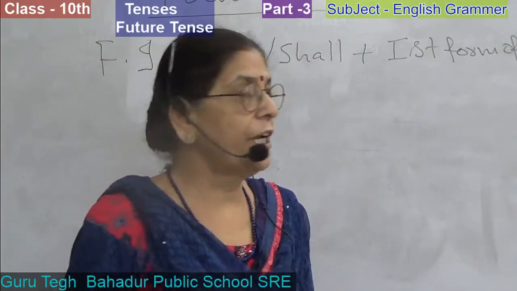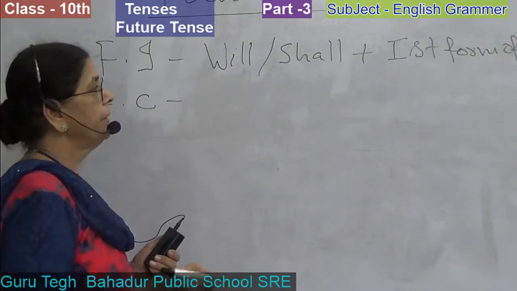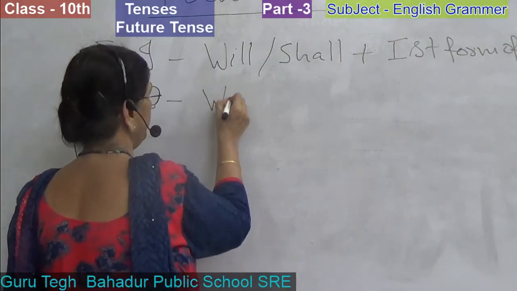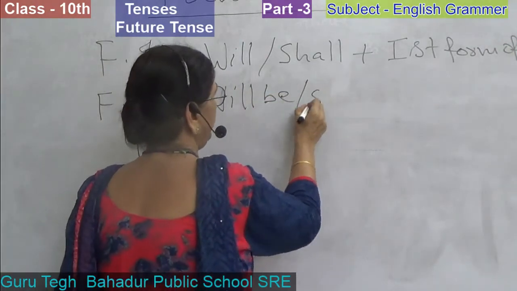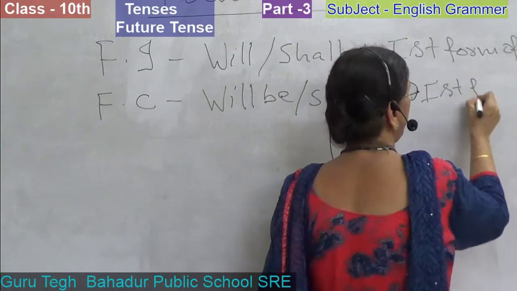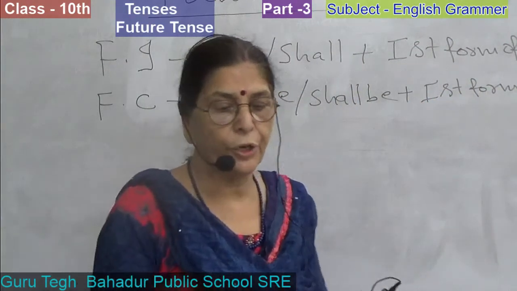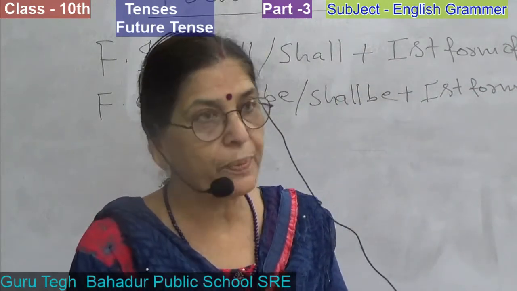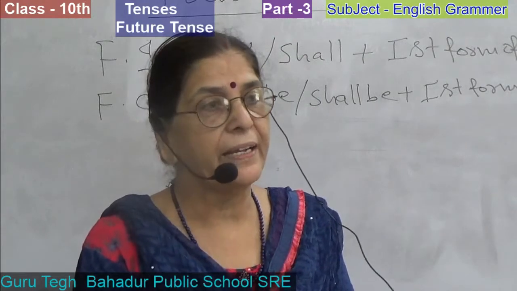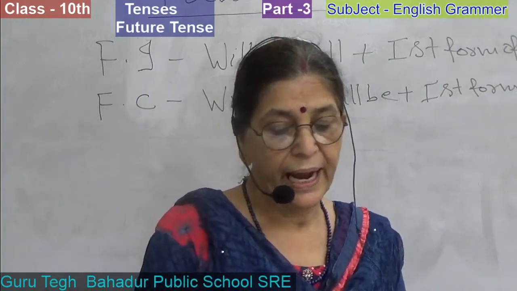For example, I shall see him tomorrow. Then we come to the future continuous tense. As far as future continuous tense is concerned, here the work will remain continuing in the coming time. What we will use in future continuous tense will be shall be, will be, plus first form of verb plus ing. So, what is its use? Where will we use it? It is used to express an action going on in future time. For example, they will be playing at that time. The time has not yet come, but we are presuming that they will be playing at that time.